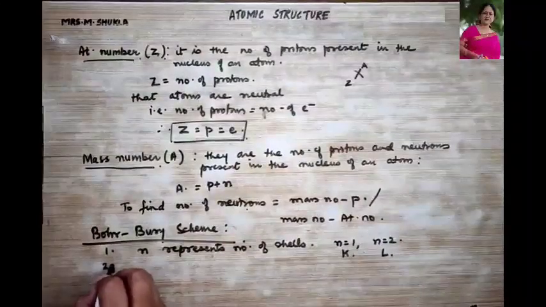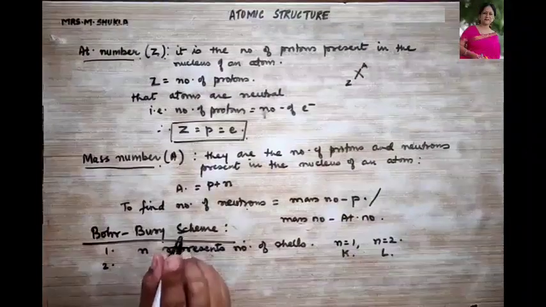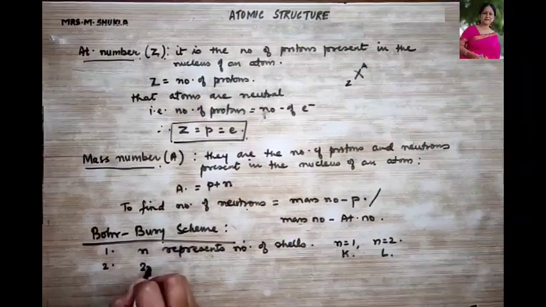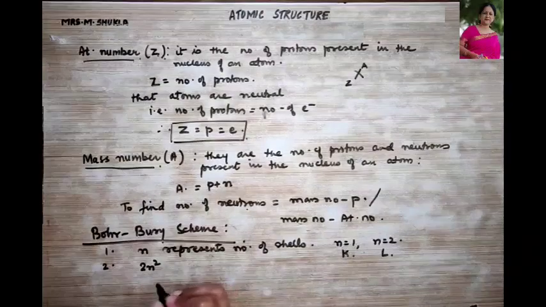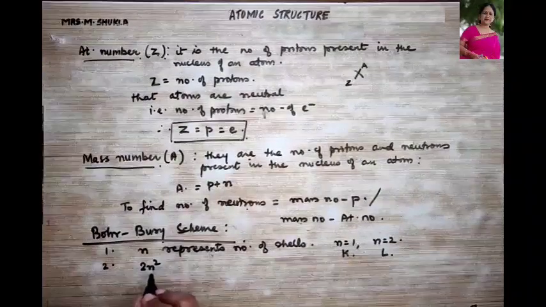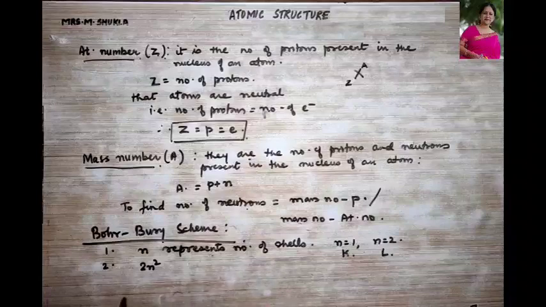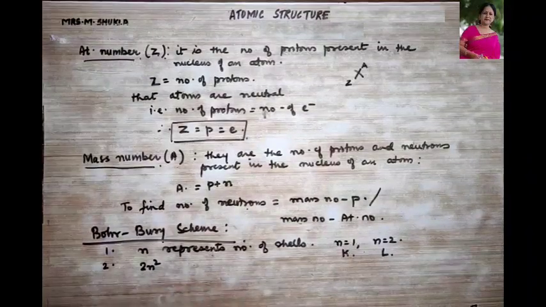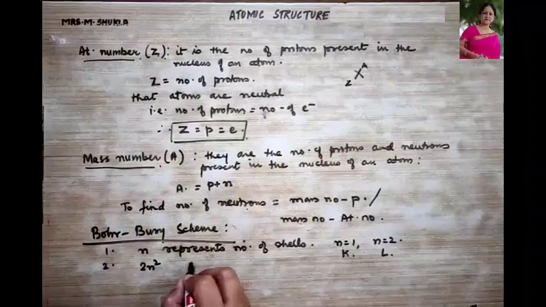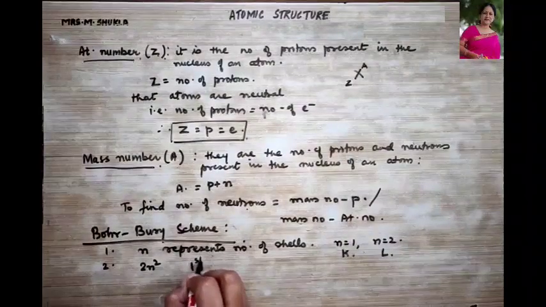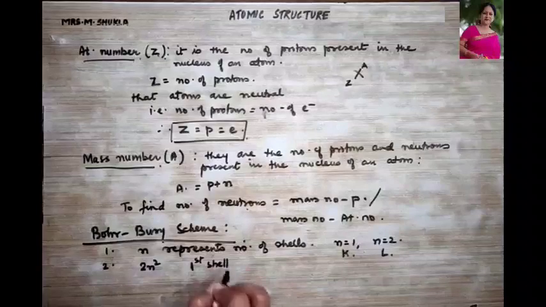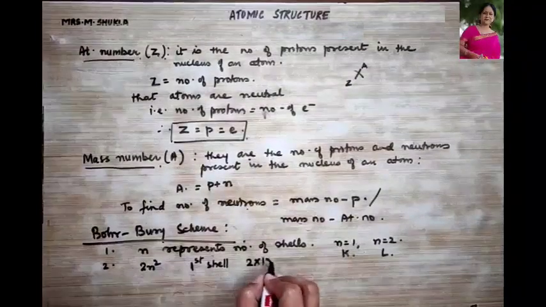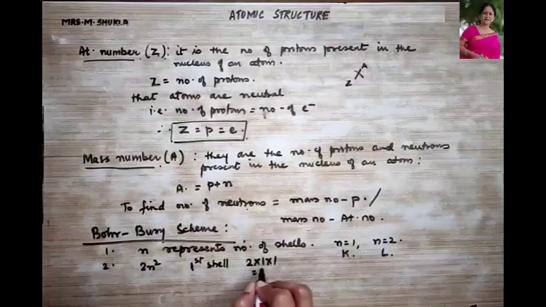Then second point, he said that the maximum number of electrons in any shell follows this formula 2n square. Now n over here is the number of shells, as I have already told you. So how many electrons are found in the first shell, second shell and so on? So let us find out in the first shell how many electrons are found. So 2 into n square is the number of electrons, 2 into 1 into 1. So this gives you what? 2.